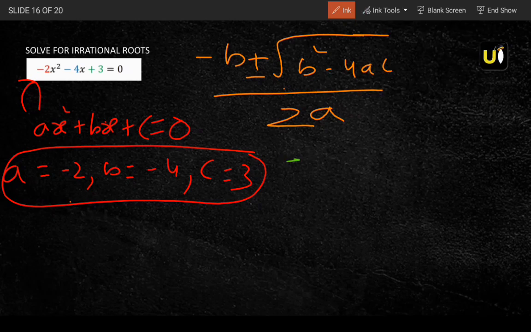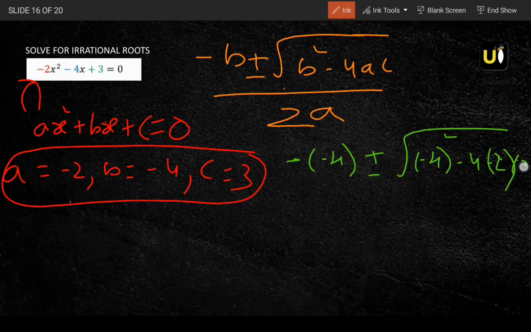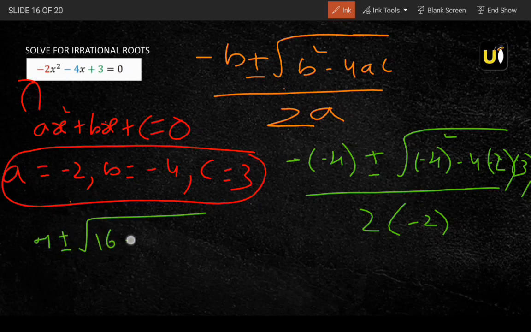Here b is minus 4, plus or minus root over minus 4 whole square minus 4 into a, which is minus 2, c is 3, by 2 into a, which is minus 2. That means 4 plus or minus root over 16 minus 4 into, so here we are having minus and here also we are having minus. That means minus into minus will become plus.